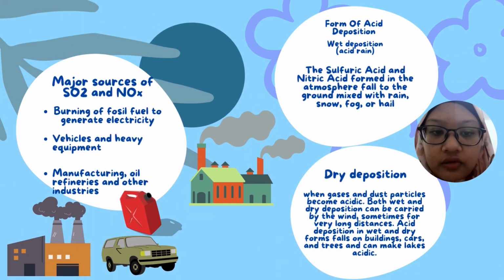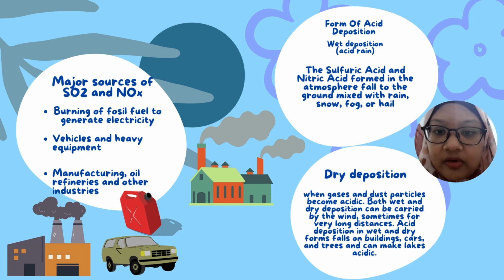What are the major sources of sulfur dioxide and nitrogen oxide? First is the burning of fossil fuel to generate electricity. The second one is vehicles and heavy equipment. And the last one is manufacturing, oil refineries and other industry.